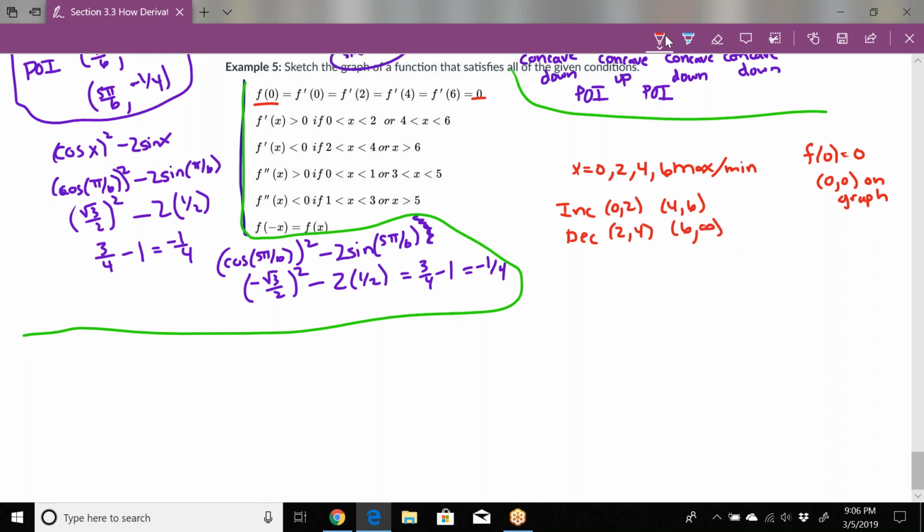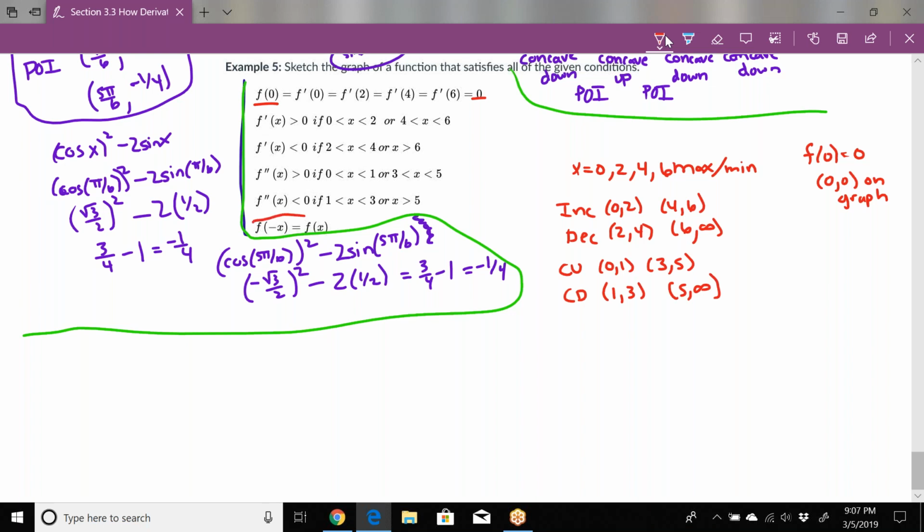Okay. The double prime of x is greater than 0, which means we are concave up. So we are concave up on 0 to 1 and 3 to 5. We are going to have an f double prime that is less than 0, so that means we're going to be concave down from 1 to 3 and 5 to infinity.